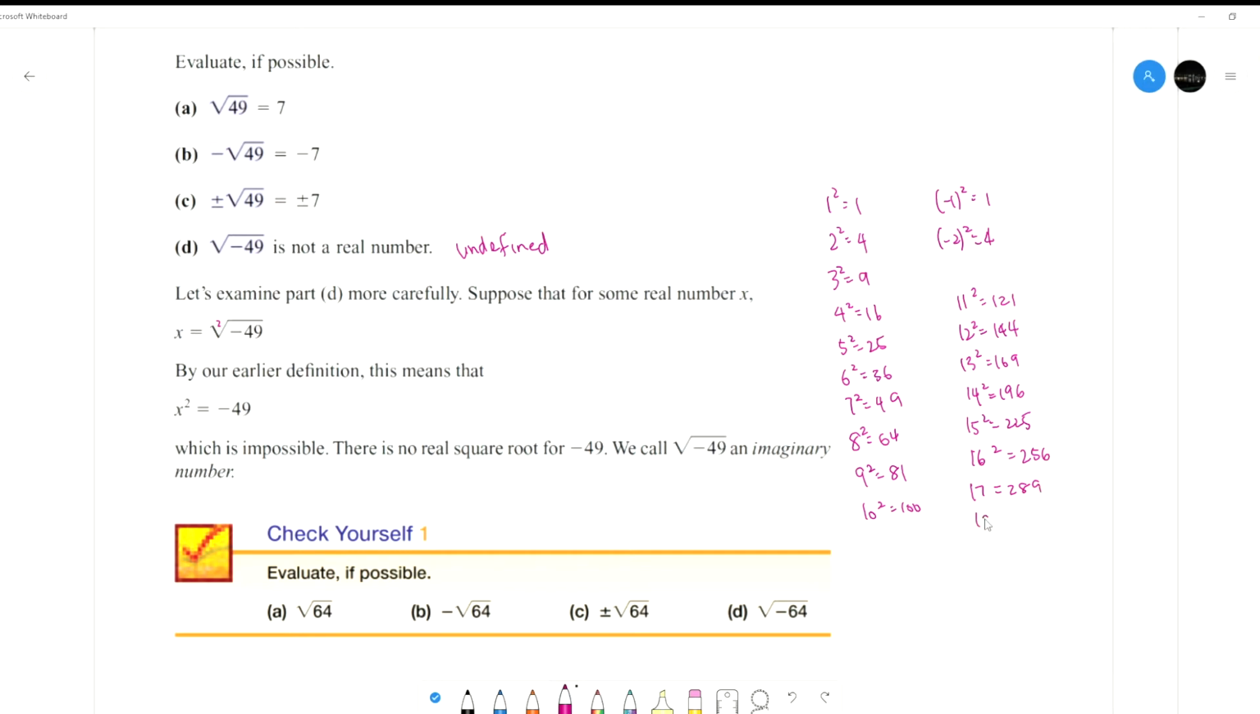18 squared, oh, forgot the squared here, is equal to 324. Yeah, 324. 19 squared is 361, and 20 squared, 400. So obviously these are more optional, but up to at least 12 squared would be good to know.